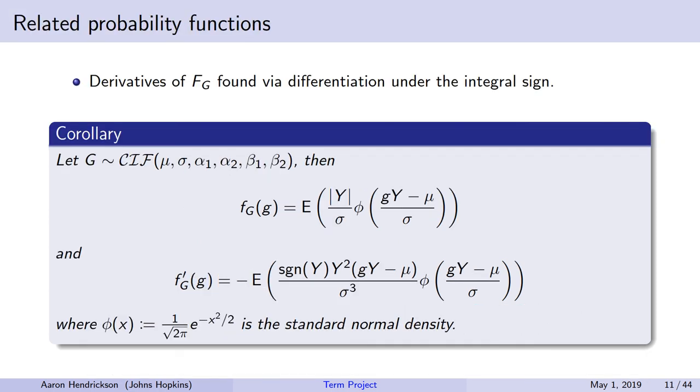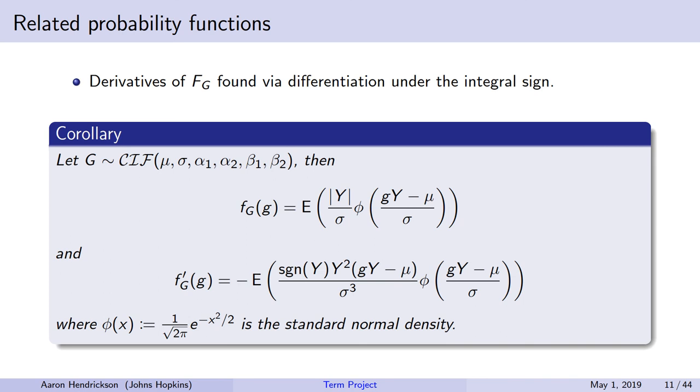What's nice about this particular example is that once we have this initial expected value, we can actually get the density and higher order derivatives essentially for free, because we can differentiate the expected value under the integral sign. So we present the following corollary for the centralized inverse-Fano distribution. We get its density and the derivative of its density here as these following expected values. Little phi is our standard normal density.